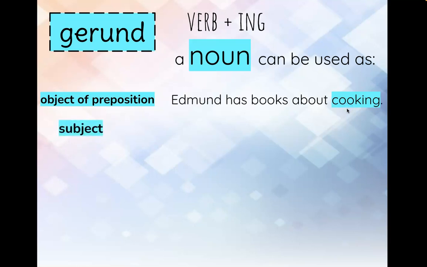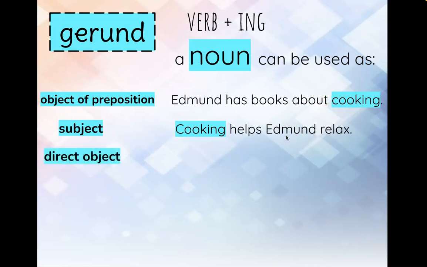The next job I would look for is the subject, looking to the beginning of the sentence typically. Cooking helps Edmund relax. The sentence itself is about cooking, the act of cooking. So I want you to highlight it and label it with an S.